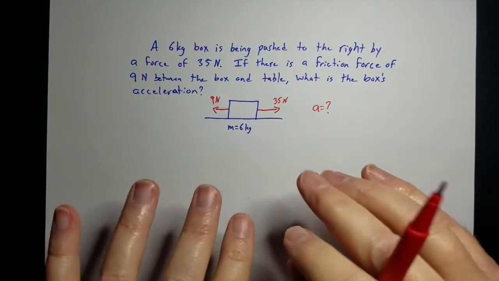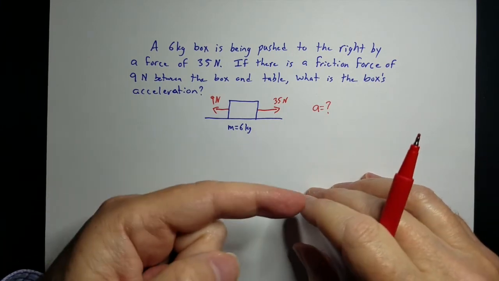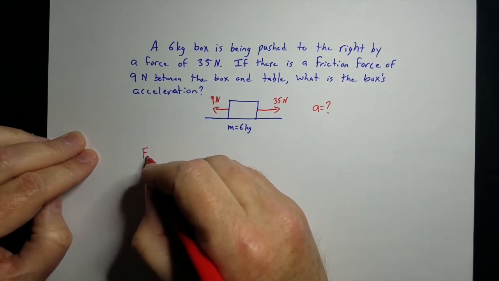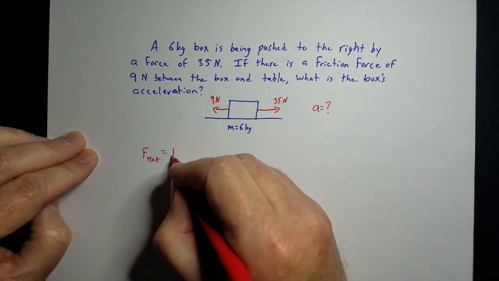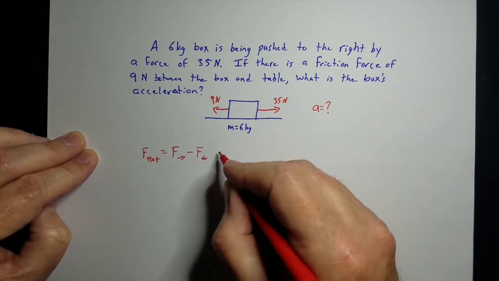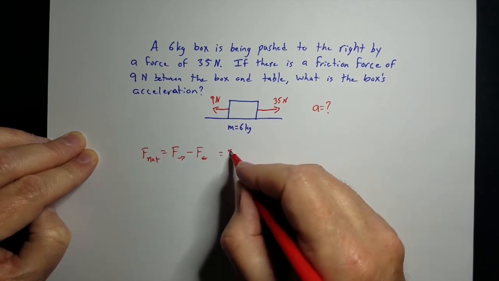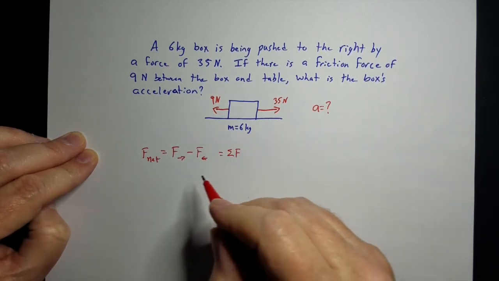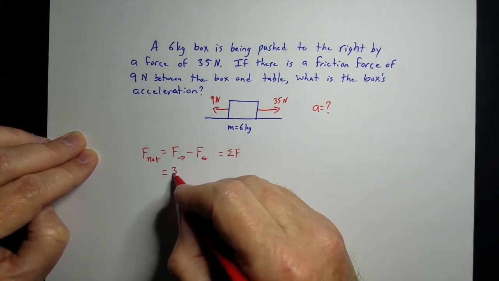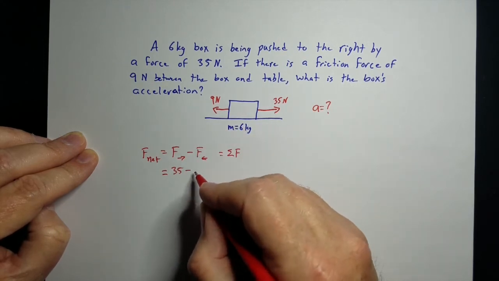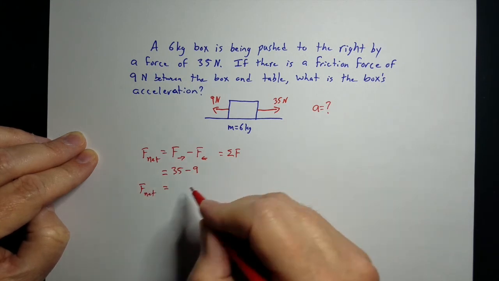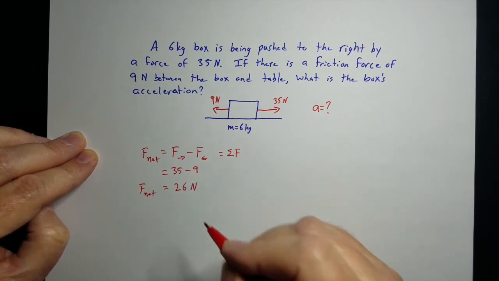Well, here's the thing. If I draw the picture, I automatically see that I've got a force one way and a force the other direction. So that lets me know that I'll probably want to start off with this. F net equals the force in one direction minus any forces going the opposite direction. That's that sigma F equation, simplified down. So you always draw your main force first. So that's 35. Then friction is always the thief, 9. So F net is going to be 26 newtons.